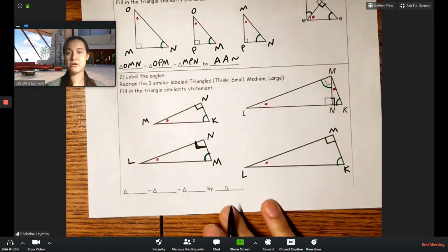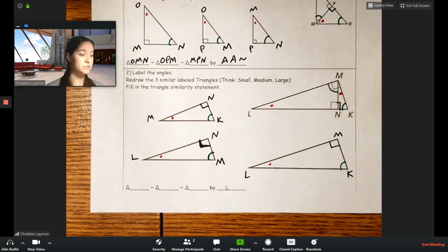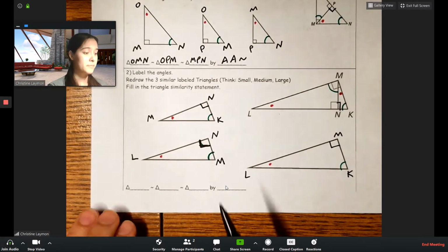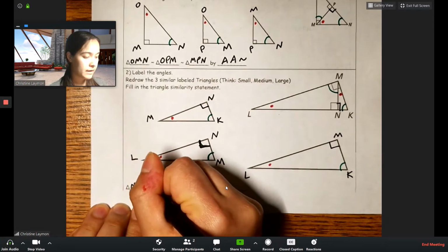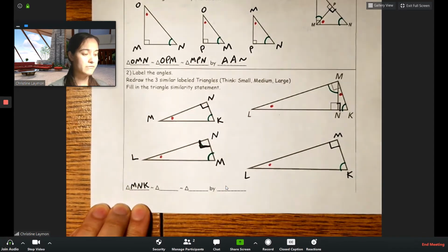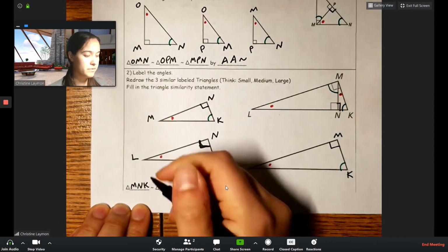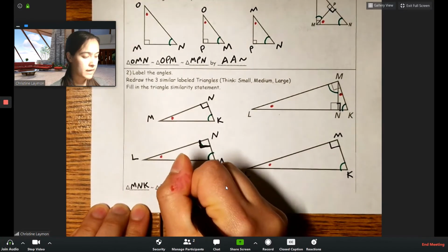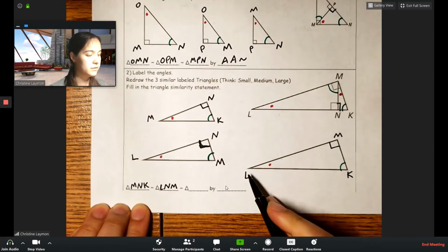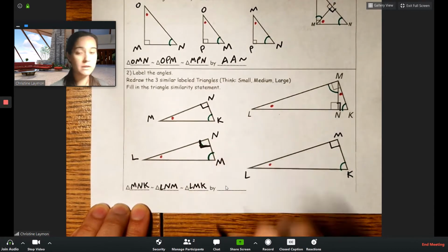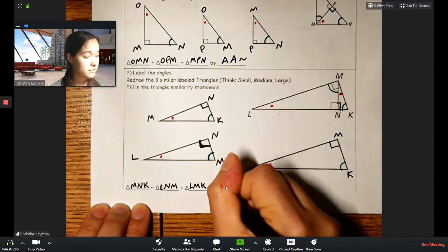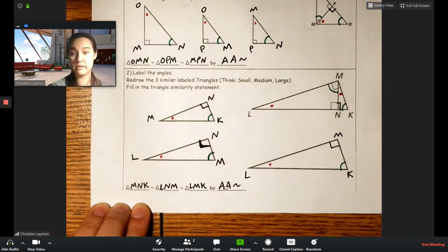So we're now ready to go ahead and write down these triangles for their similarity statements. I'm going to choose M and K, which will have to match L and M, L and M, and finally L, M, K, L, M, K. And the reasoning is always going to be angle, angle, similarity.